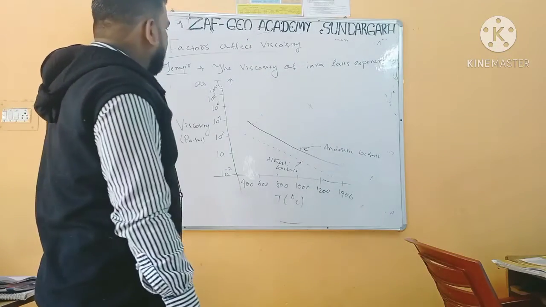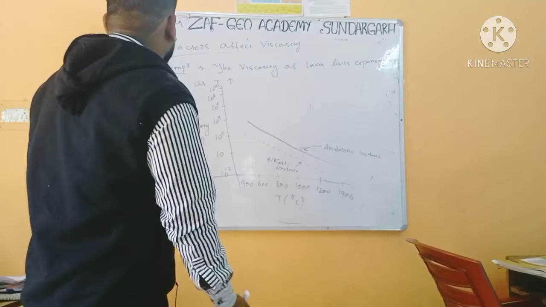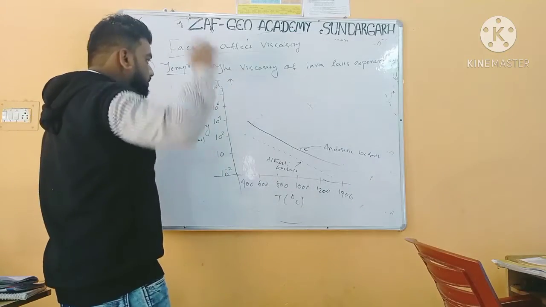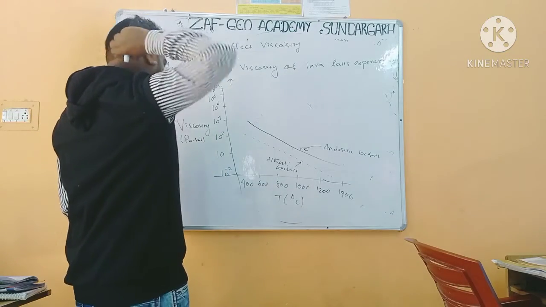Now, what are the factors that will affect this viscosity? So, the first factor is the temperature. The viscosity of lava falls exponentially as temperature increases.